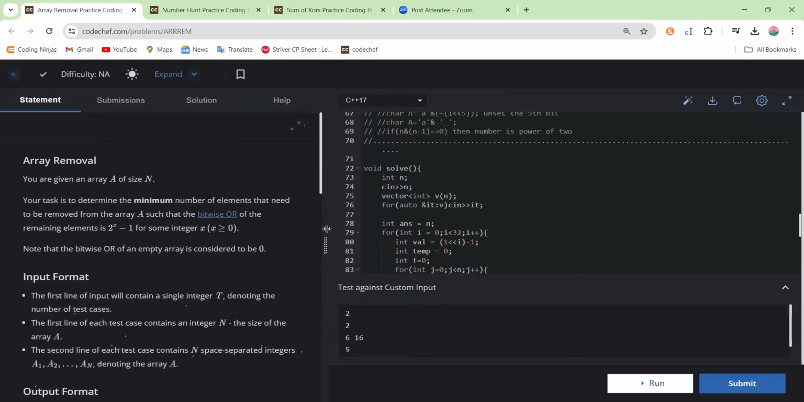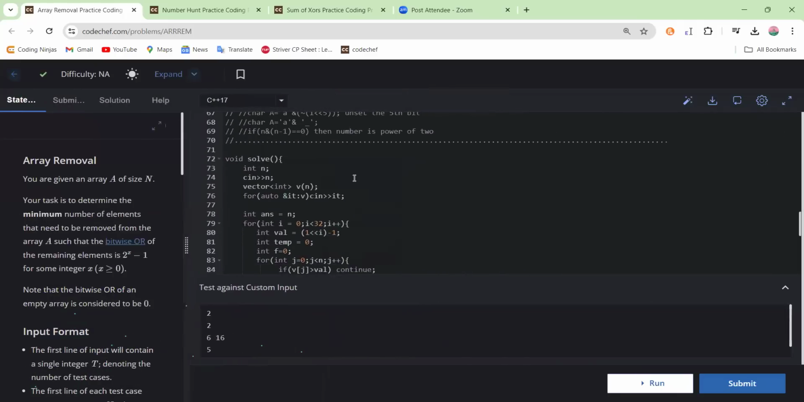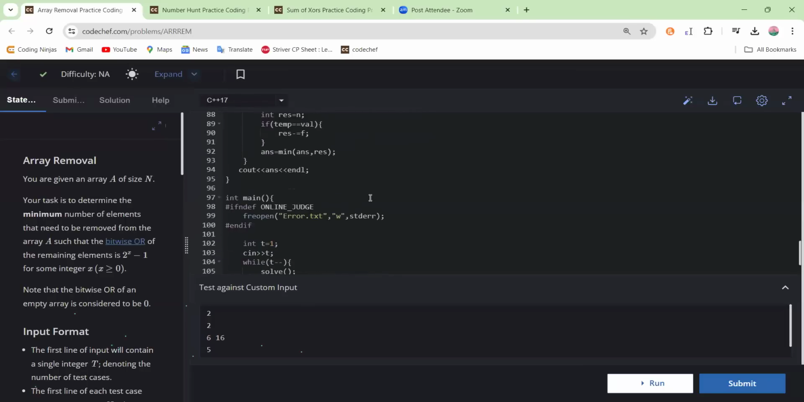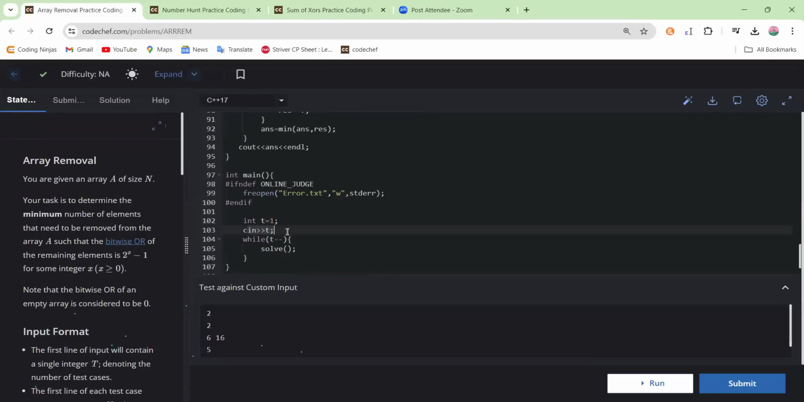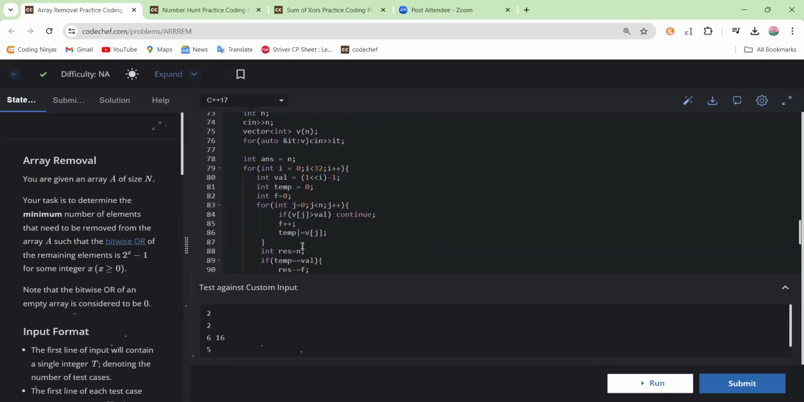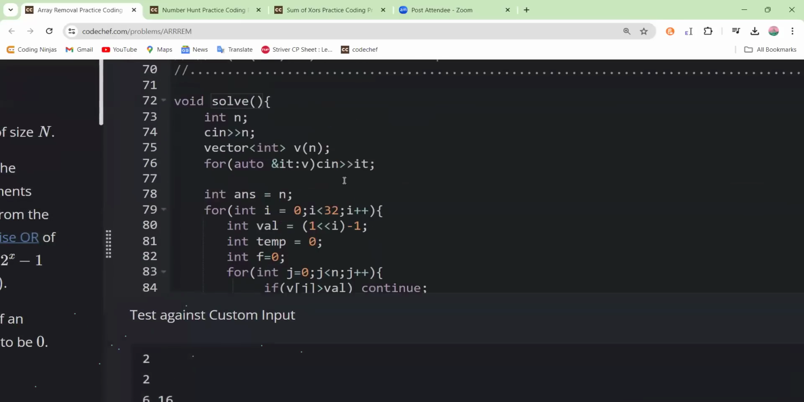This is actually a template that I use. First of all, I took the number of test cases and for every test case called this solve function. This is a common practice. Now what are we doing?